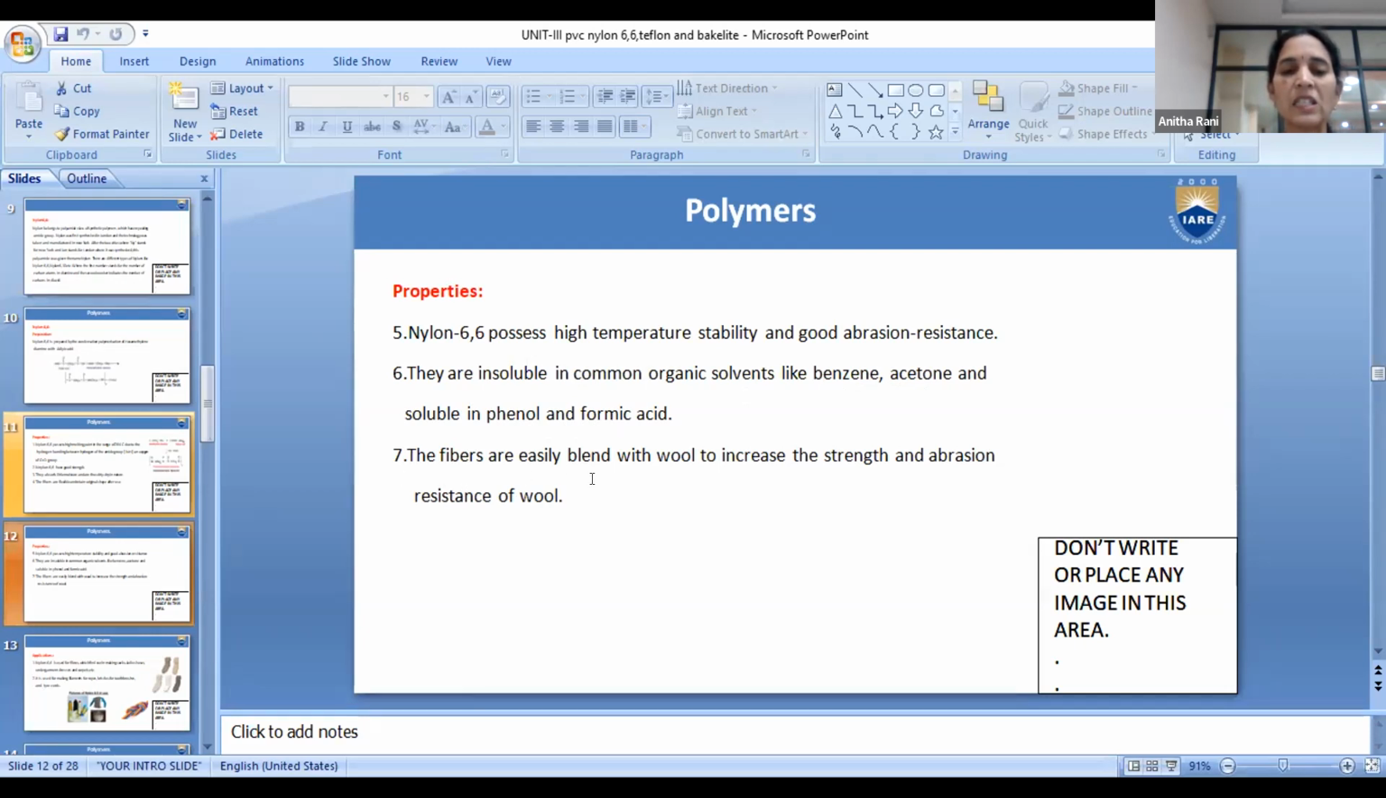And these fibers are easily blended with wool. We can mix them nicely with wool, to increase the strength and abrasion resistance of wool. So these are the properties of nylon 6,6.